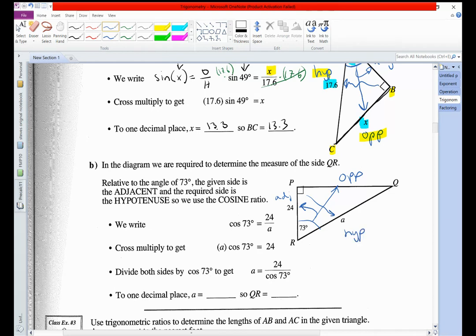So from here, we know the angle, we know the adjacent, and we're looking for the hypotenuse. So if you go to SOHCAHTOA, you can say adjacent and hypotenuse, that's a cos ratio. So now we can write our cos of X is equal to adjacent over hypotenuse. Then we can fill in the values that we know. We know the angle is 73. We know the adjacent is 24. So we get a formula that looks like this.